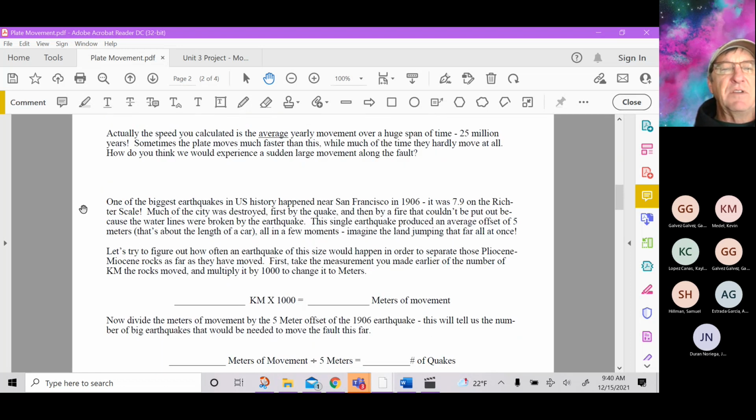Hopefully this next paragraph is going to confirm your answer. One of the biggest earthquakes in U.S. history happened near San Francisco in 1906. It was 7.9 on the Richter scale. Much of the city was destroyed, first by the quake and then by a fire that couldn't be put out because the water lines had been broken by the earthquake. It burned for several days. This single earthquake produced an average offset of 5 meters, about the length of a car, all in a few moments. Imagine the land jumping that far all at once.